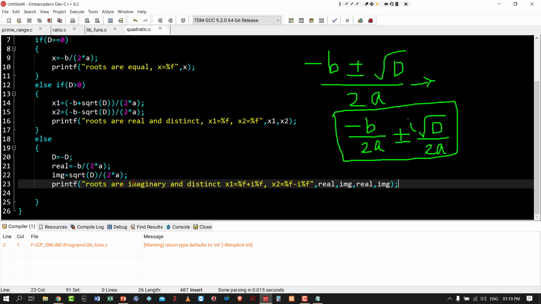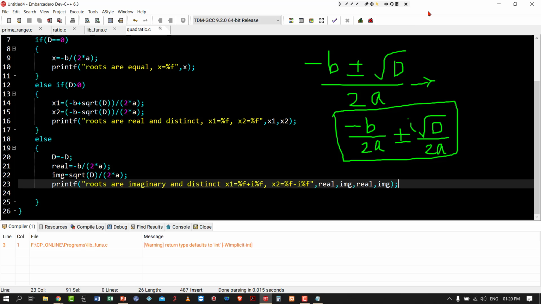Any doubt in this statement? Because I have converted this to two parts, real and imaginary. Here x1 will be printed, the equal to sign will be printed. In place of percentage f, that real value will be printed. Then that plus symbol, then i, then in place of percentage f, again the imaginary value. So you will get something like 5 plus 3i or 5 minus 3i.